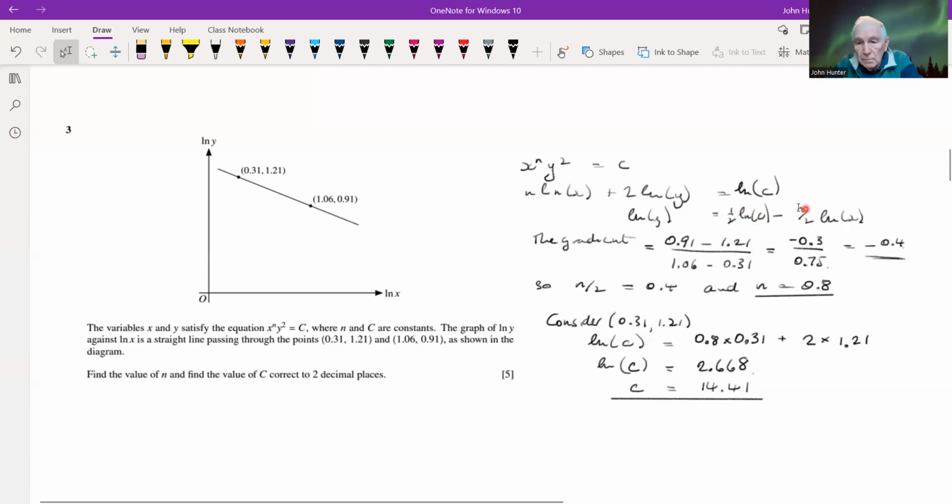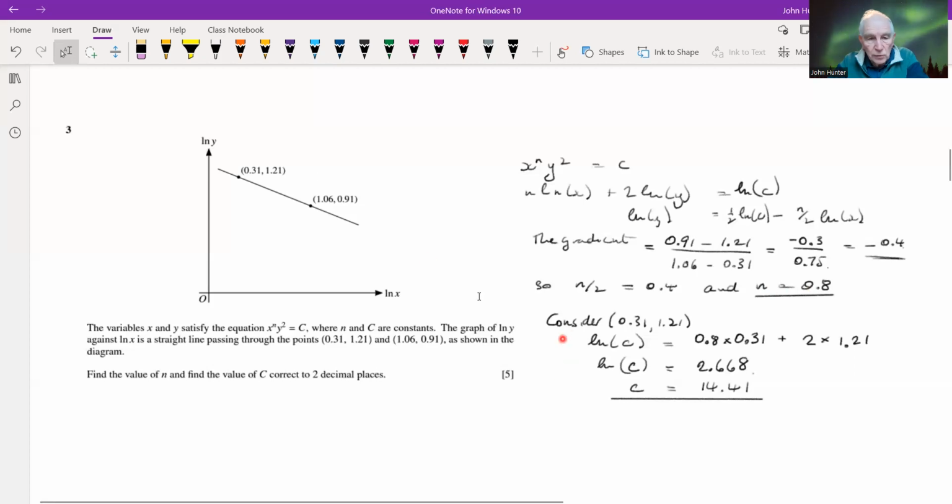Right, so where are we getting this minus n over 2 from? Well, if we do a bit of a measurement on this and work out the rise over the run, the rise is actually negative, of course, because it's going down to the right, minus 0.3, and the run is 0.75, and that works out to be minus 0.4. So our minus n over 2 is equal to minus 0.4, so therefore n equals 0.8. Right, okay, so that's the first part.